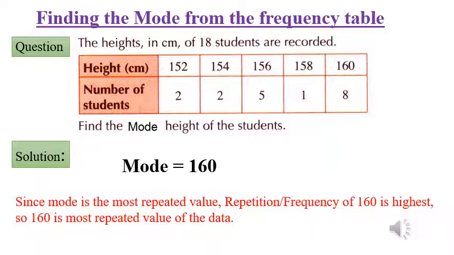On this page I am going to find the mode from the frequency table. I have taken the same question given in example 11 and changed it for mode. Mode is the most repeated value. In this table, the repetition of 160 is 8. Frequency of 160 is 8. That is the highest frequency. That is the highest repetition. So the most repeated value is 160. So the mode of the data is 160.